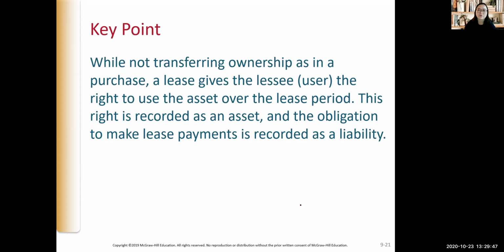While not transferring ownership as in a purchase, a lease gives the lessee, who is the user, the right to use the asset over the lease period. This right is recorded as an asset, okay, and the obligation to make lease payments is recorded as a liability. Okay, let's look at this.